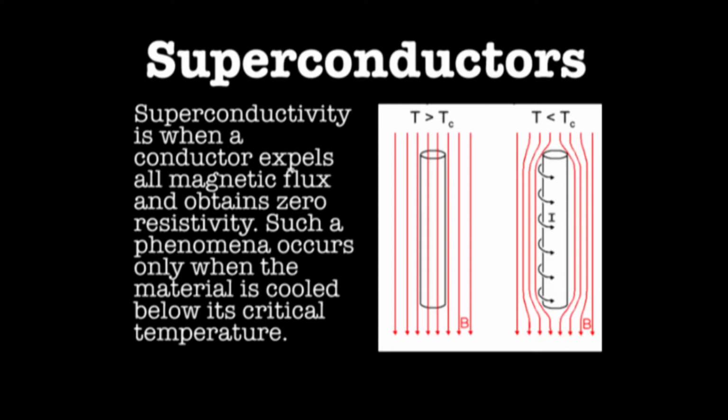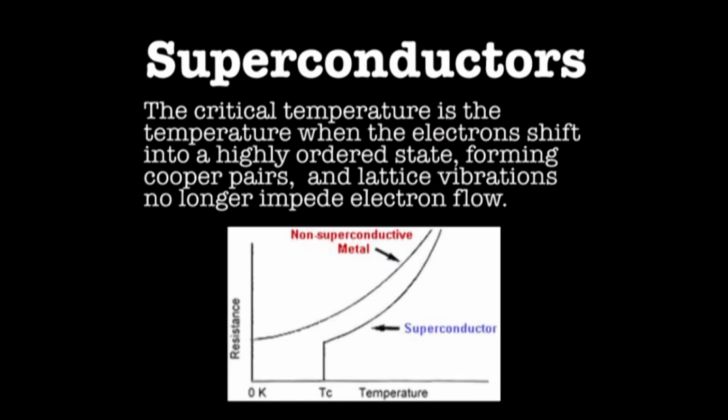Superconductivity is when a conductor expels all magnetic flux and obtains zero resistivity. Such a phenomenon occurs only when the material is cooled below its critical temperature. The critical temperature is the temperature when the electrons shift into a highly ordered state, forming Cooper pairs, and lattice vibrations no longer impede electron flow.